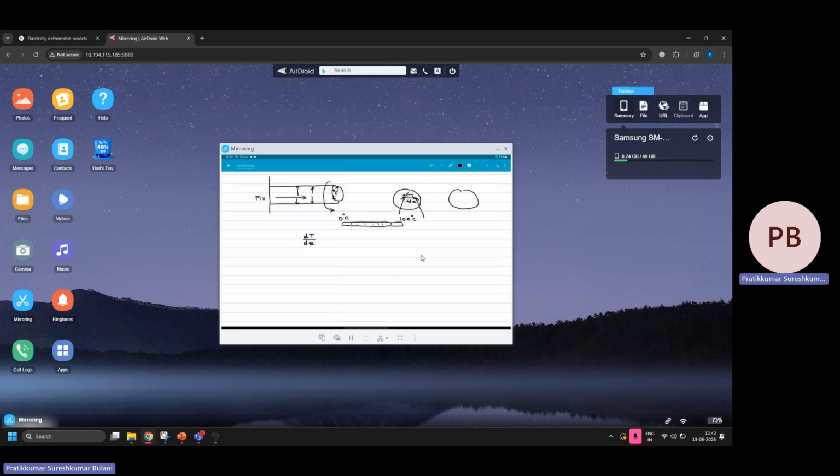In computer graphics, we can divide this entire rod into n samples, such that if the rod length is L, the distance between two samples becomes L by N. Or is it N plus 1? Let me think. That's fine. So now this becomes the difference.